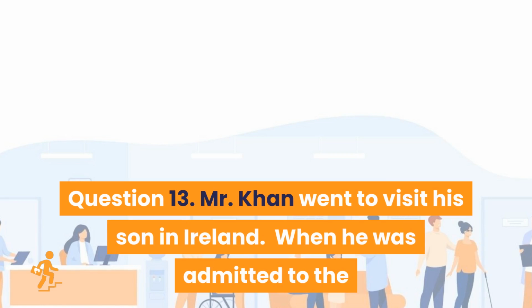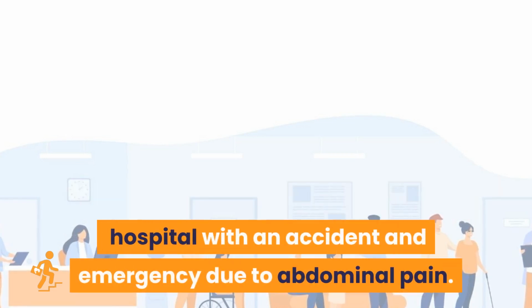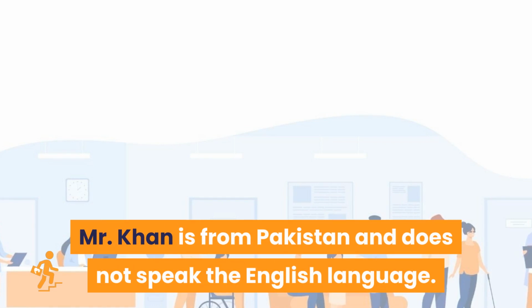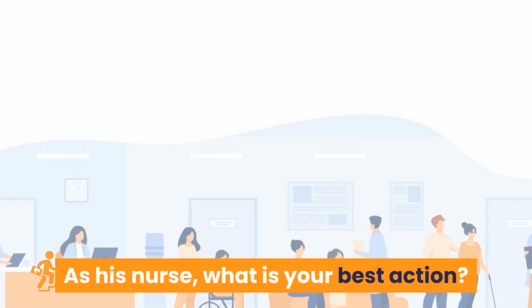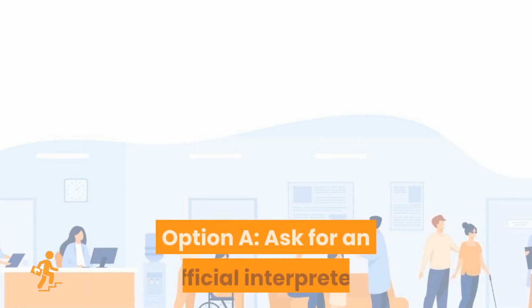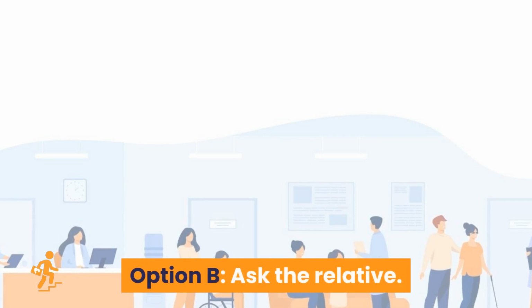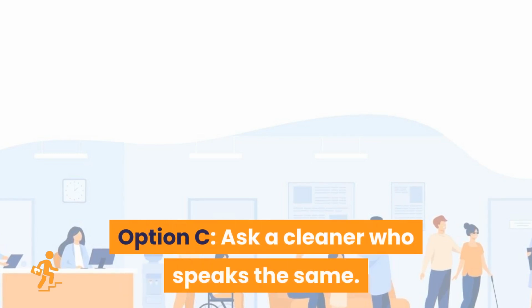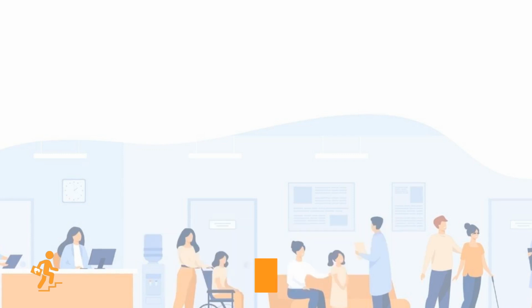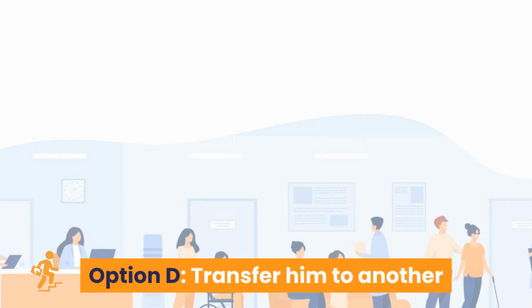Question 13. Mr. Khan went to visit his son in Ireland. He was admitted to the hospital with an accident and emergency due to abdominal pain. Mr. Khan is from Pakistan and does not speak the English language. As his nurse, what is your best action? Option A, ask for an official interpreter. Option B, ask the relative. Option C, ask a cleaner who speaks the same. Option D, transfer him to another hospital who can communicate with him.